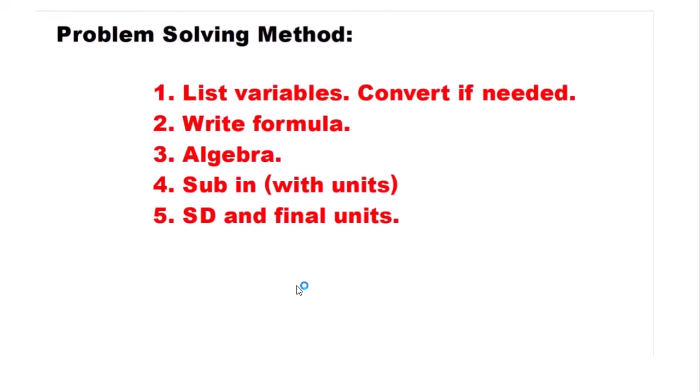So for solving problems, this is the way that I like to go through and do it. I'm going to list what variables I'm working with. I'm going to convert any units that I need to. I'm going to write up my formula. I'm going to rearrange it if I need to. And then I can substitute in my values. I always make sure to include units when I do that. And then I have my final answer that I report with the right number of sig digs. And I don't forget about the final units.